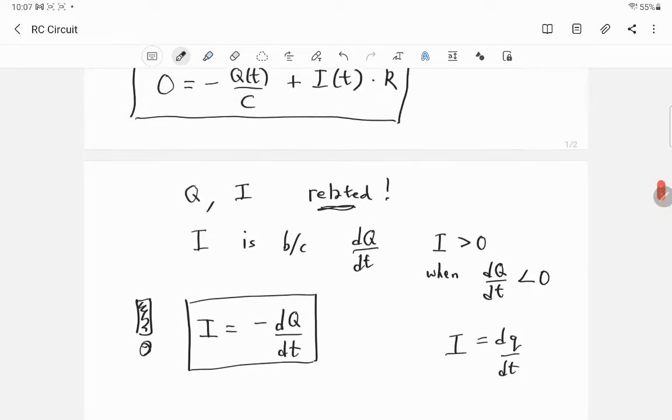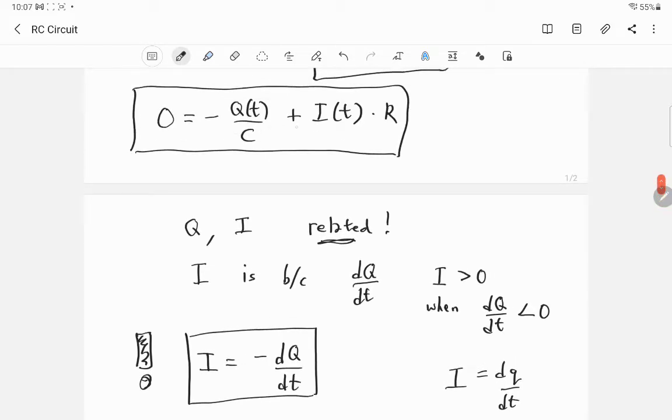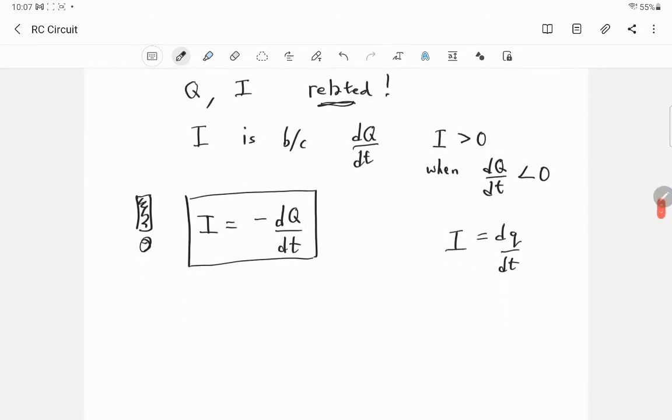All right, so once I have this, I can go up and actually use this relationship in the Kirchhoff loop rule. So I'm going to do one step of Kirchhoff loop rule algebra. I'm going to move Q of t divided by C over to the left-hand side.